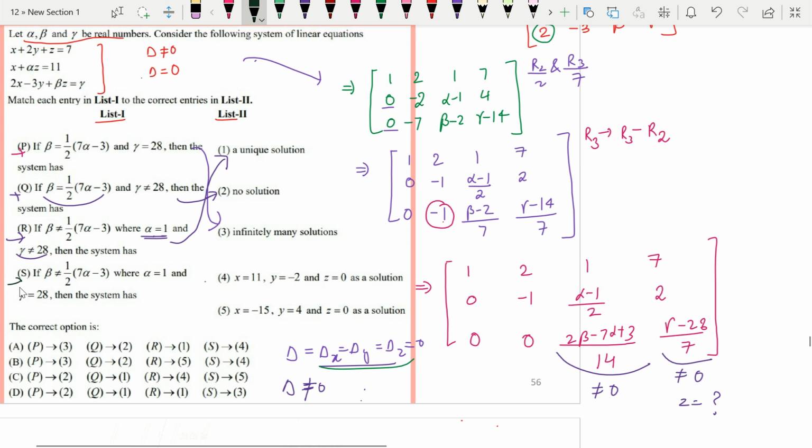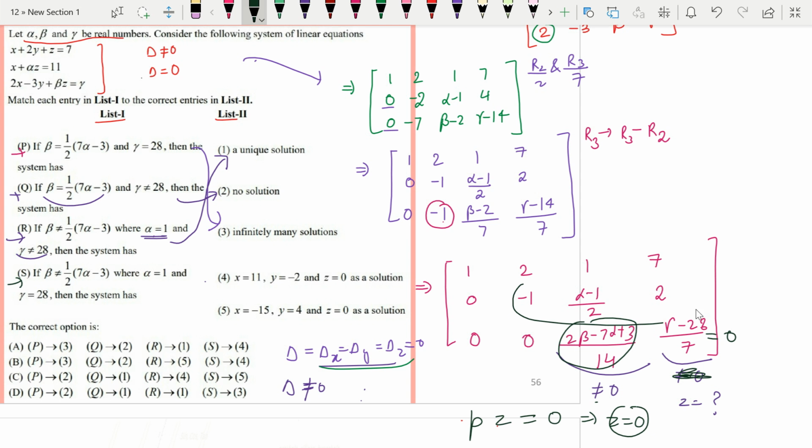Look at option S. It says that this is not 0, but gamma is 28, so this is equal to 0. If this is equal to 0, what kind of equation do you form? This is not 0, let's call it p. So p times z is equal to 0. That means z is 0. That's your solution.